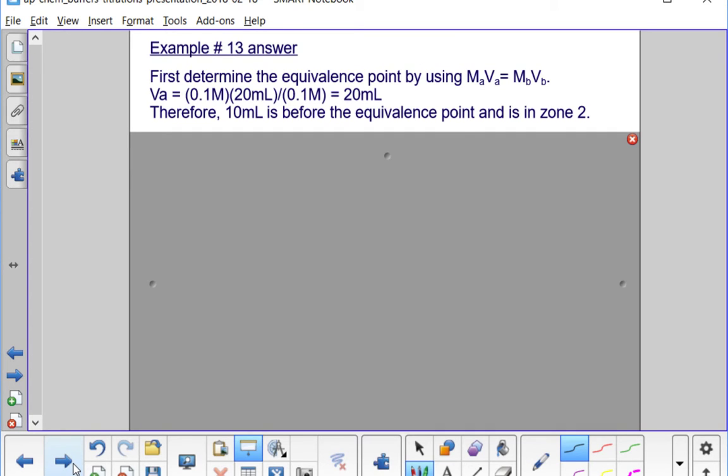First of all, let's determine our equivalence point, or the volume to the equivalence point. So we would have to add 20 milliliters of HCl, using MAVA equals MBVB, to reach the equivalence point. If I've only added 10 milliliters, that's before the equivalence point, and I'm in zone 2, just like the previous example.